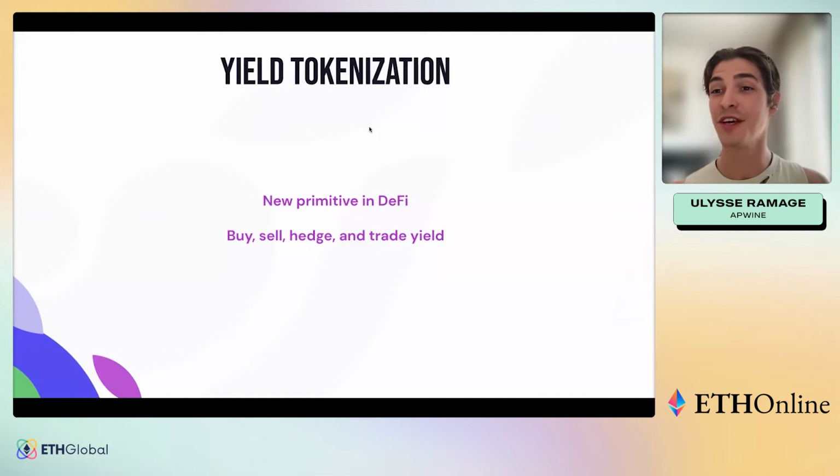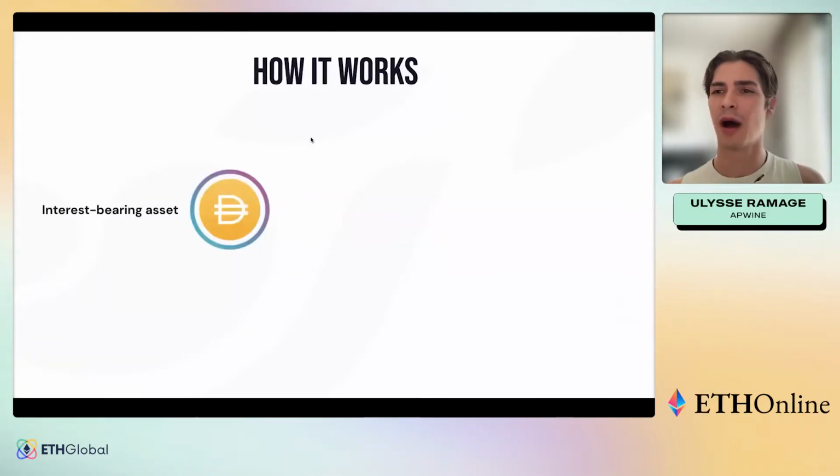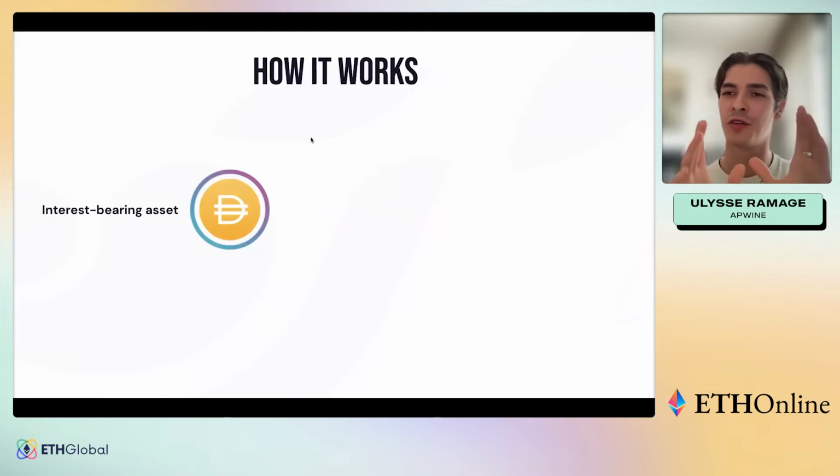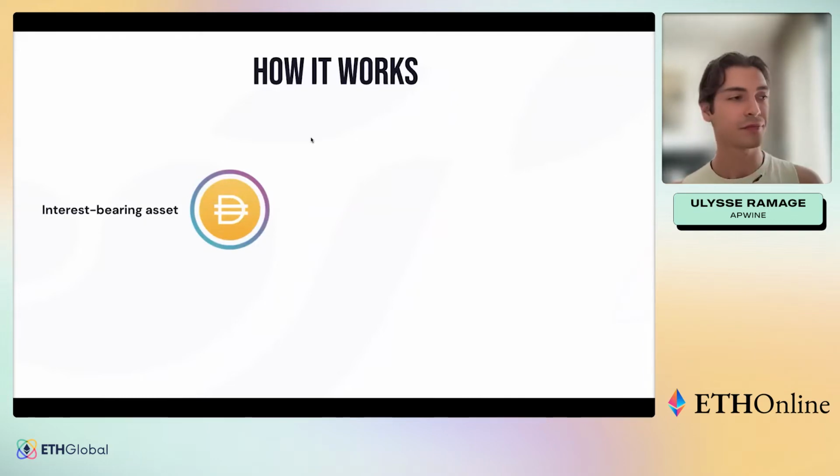The idea of yield tokenization is a primitive that we've introduced in DeFi that allows you to buy, sell, and hedge your future yield. Now, how does it work? Very simply, you get your interest-bearing assets. If you're using Yearn, you can stake yFi, or interest-bearing assets such as aDAI on Aave, aUSDC, and so on. So this is a token that generates yield over time.